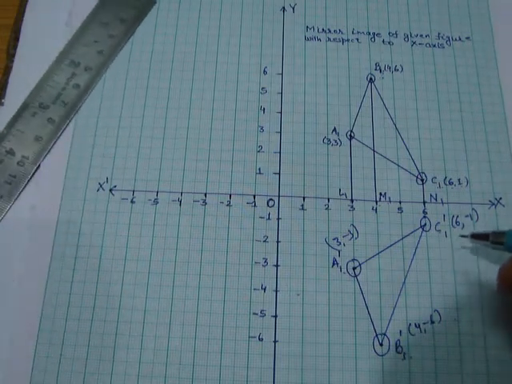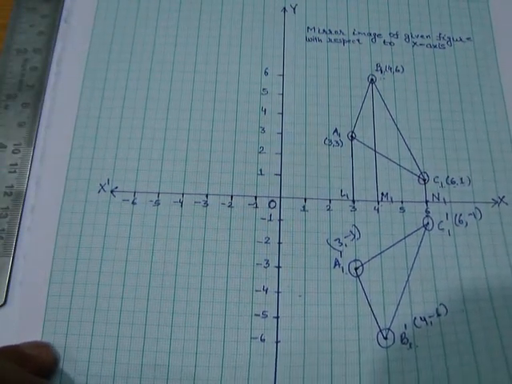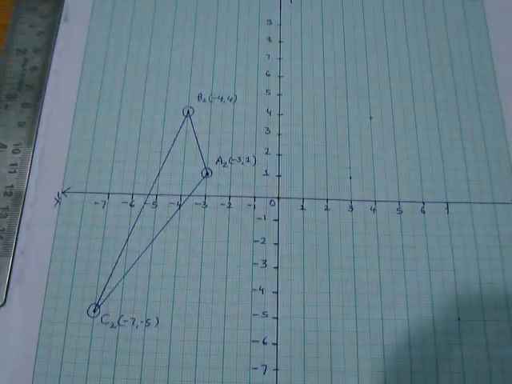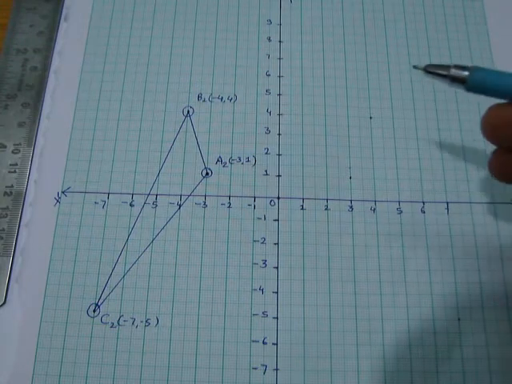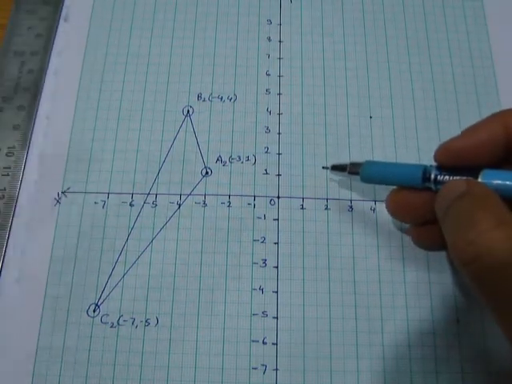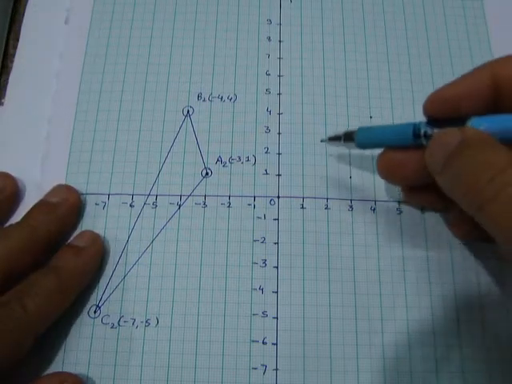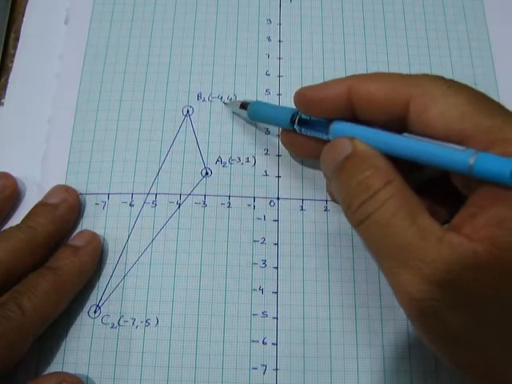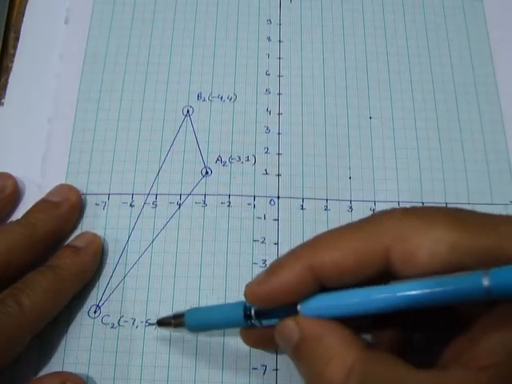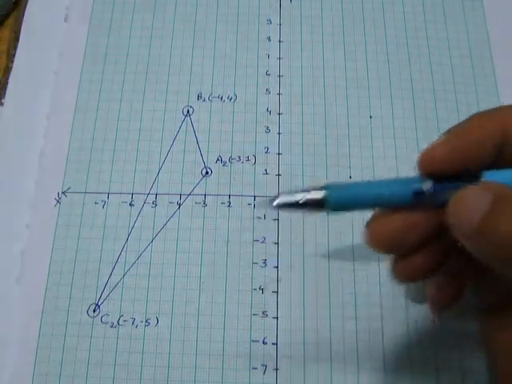Now we will find the mirror image of a given figure with respect to y-axis. Let us take another figure. Here we have taken any figure, you can take any figure. To explain, I have taken the figure like A2 is minus 3 comma 1, B2 is minus 4 comma 4 and C2 is minus 7 comma minus 5. Same method will be followed.